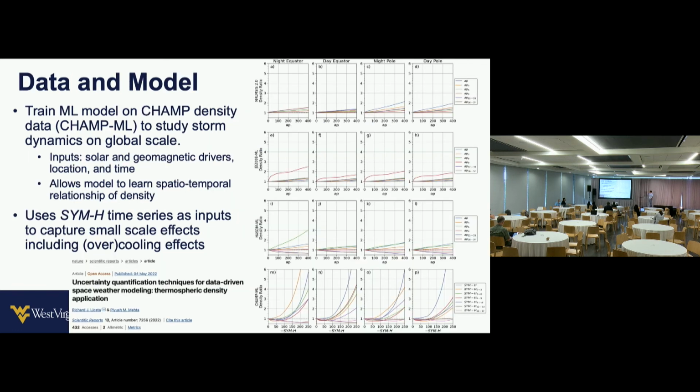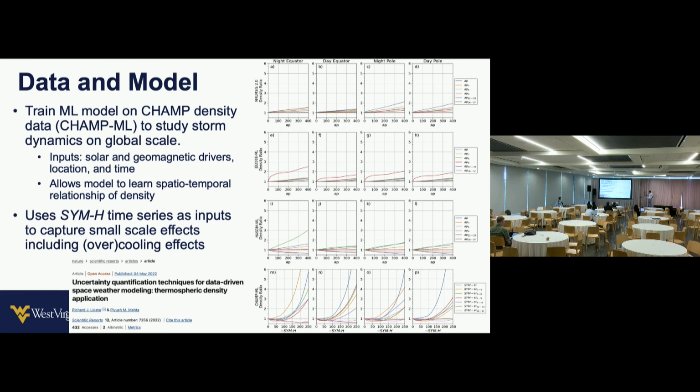And so the data and the model that we use is summarized in this paper down here, but I'm going to quickly do an overview. So we train a deep neural net model on CHAMP density data. We call it the CHAMP ML model. The inputs are similar to what most of the models use, but we do end up using a high cadence SYM-H because we did find out that the standard Ap or even Dst did not give us the best performance because the cadence wasn't high enough. So we ended up using SYM-H as the driver.